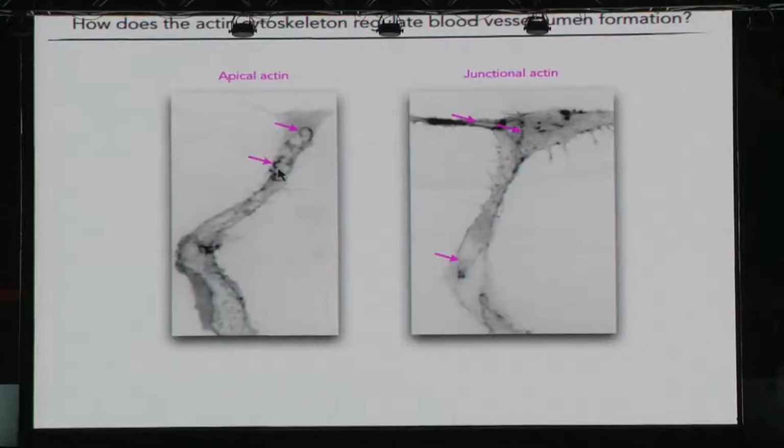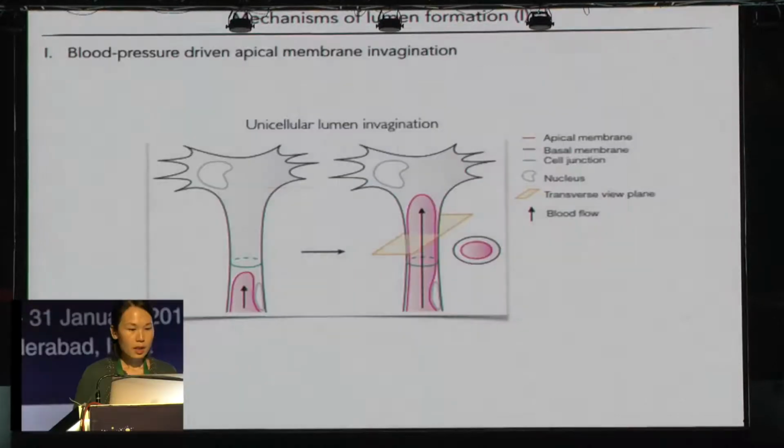And in today's talk, I would like to highlight the function of the actin cytoskeleton that is formed at the apical membrane and also actin cables that are formed at cell-cell junctions in blood vessel lumen formation. There are several ways in which lumen can form in angiogenic blood vessels, and in zebrafish, two mechanisms are frequently observed, and I will talk about them today.